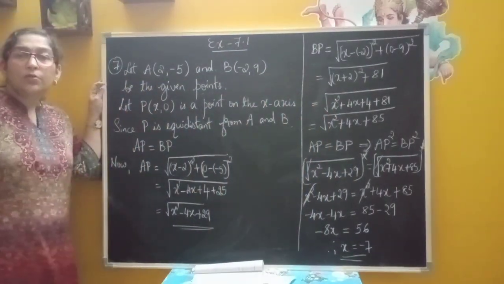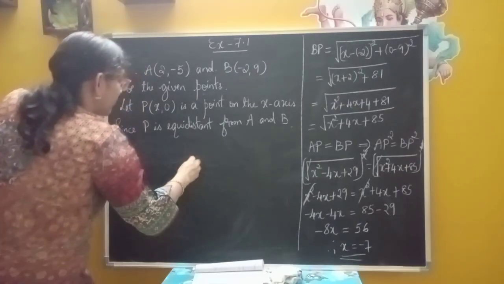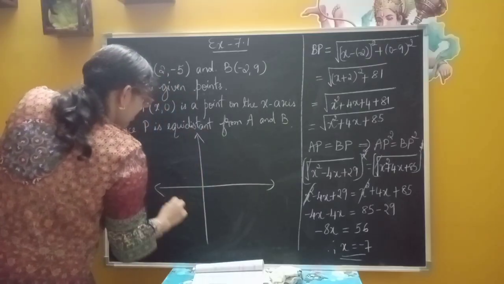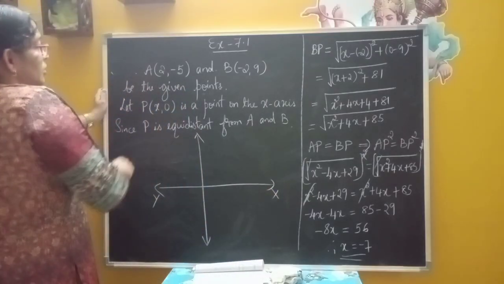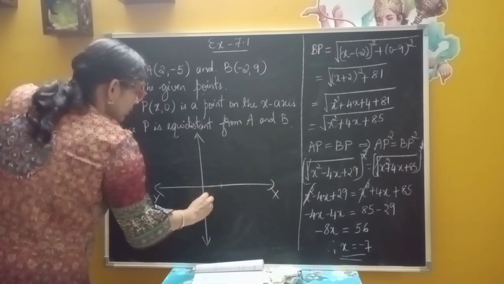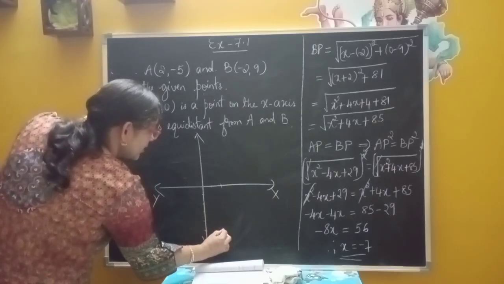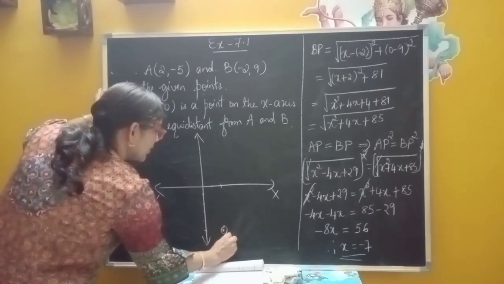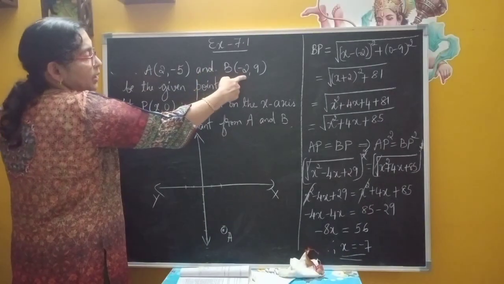Now to cross check what should be drawn here, we have to draw the graph of this. So, 2, minus 5 and almost here: 1, 2, 3, 4, 5. We get this point. Okay, 2, minus 5, that is point A. So this is point A. Now the second point B is minus 2, 9.